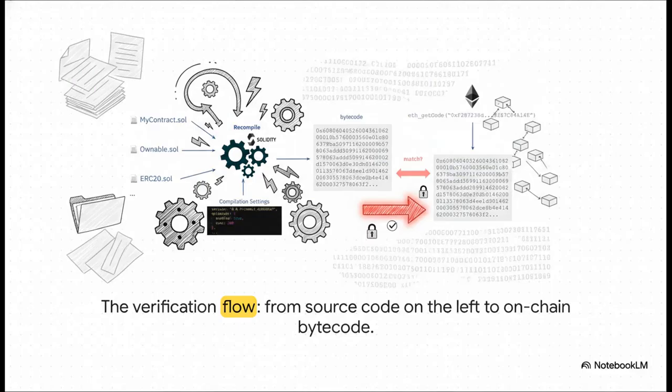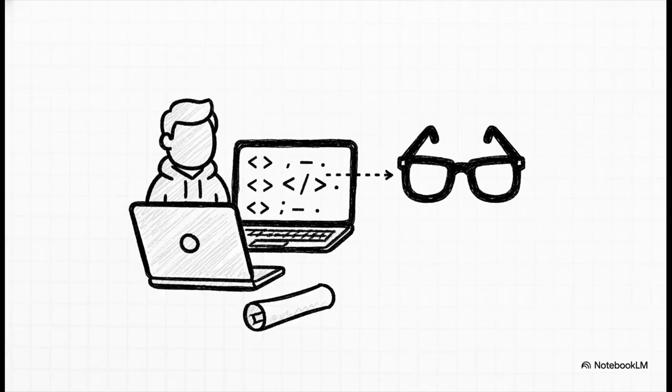This diagram right here tells the whole story perfectly. Over on the left, you've got the source code files. In the middle, you have this compilation process. And all the way on the right, that's the final bytecode sitting on the blockchain. That red arrow pointing between them, that's the whole ballgame. That's verification. So let's start on the left. Everything begins with these files, with names like mycontract.sol. These are the blueprints, written in a language like Solidity, that a person can actually read and make sense of.